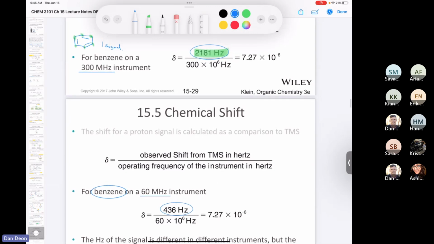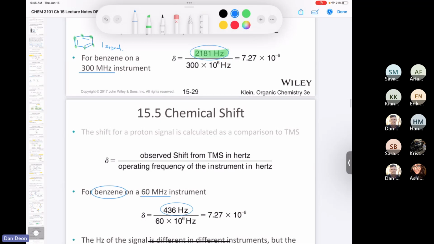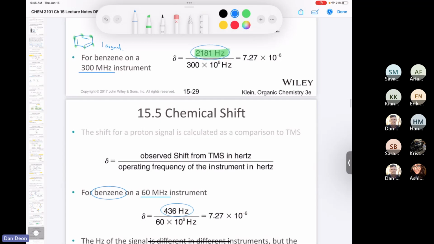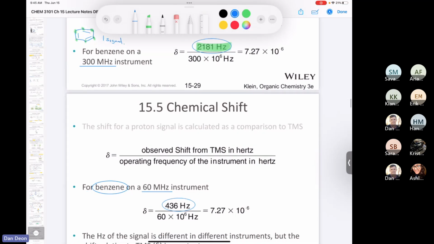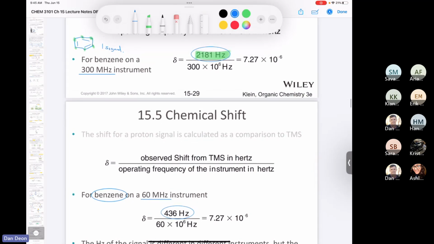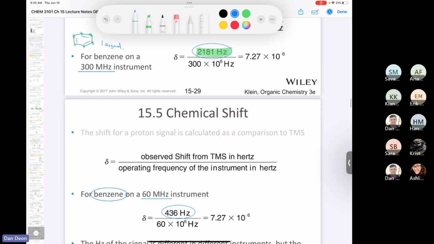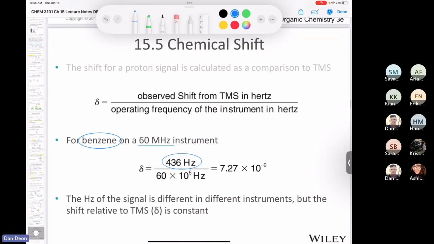What if Eric has a spectrometer that's 500 megahertz and Sarah's got one that's 700 megahertz and I've got a 250? Then none of us can compare our results. So what you always do is you divide by the operating frequency of the spectrometer and look at the numbers that we get. They're identical: 7.27 times 10 to the negative 6. So it doesn't matter what spectrometer you're using, you always divide by the operating frequency, and that gives you the same number. So you can compare your relative absorbances.